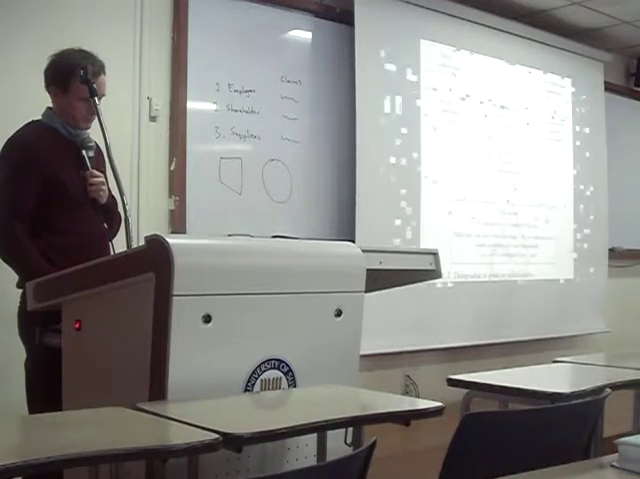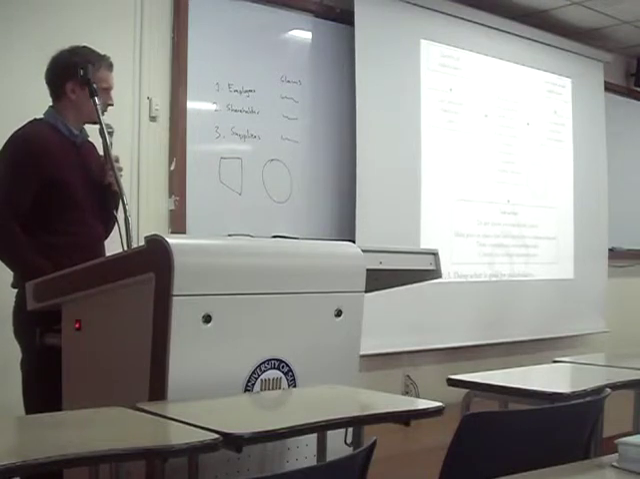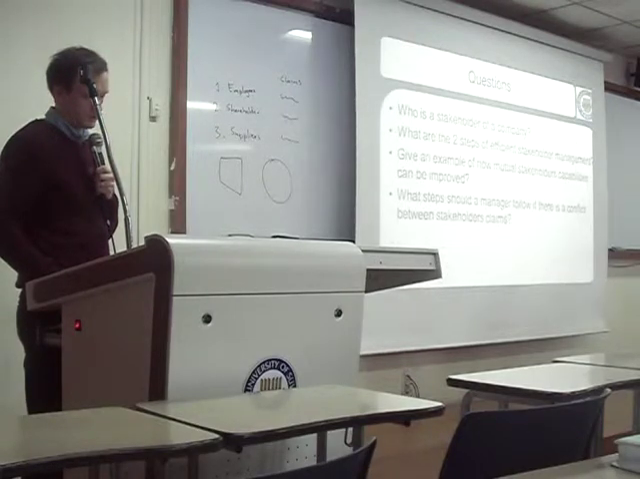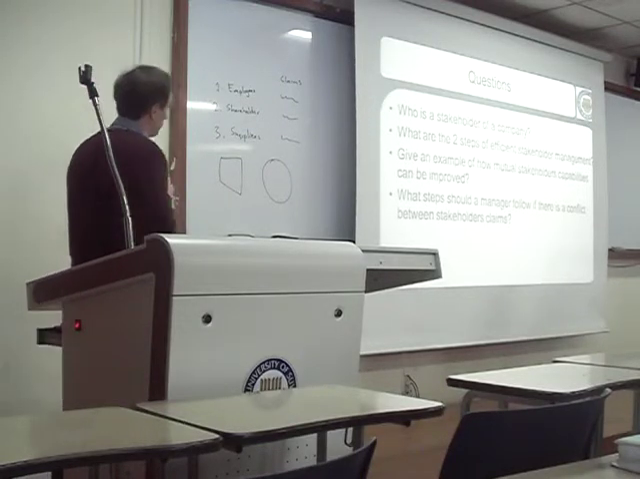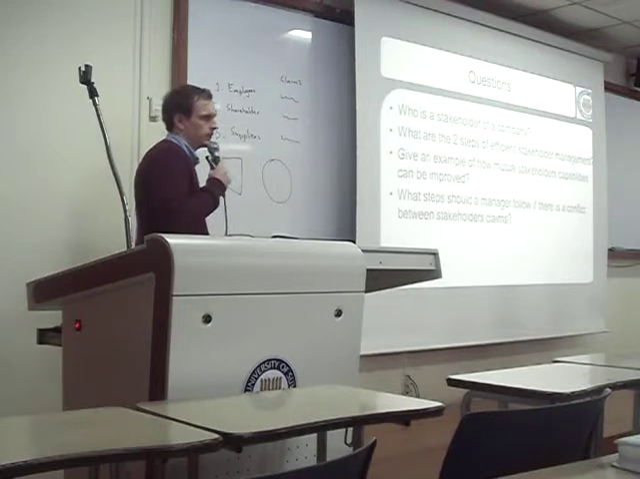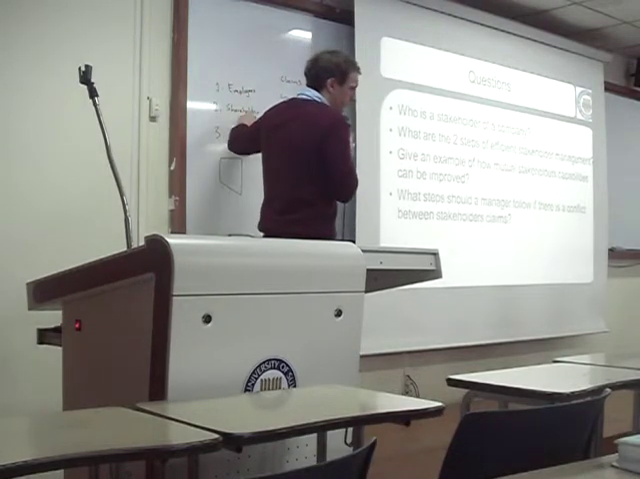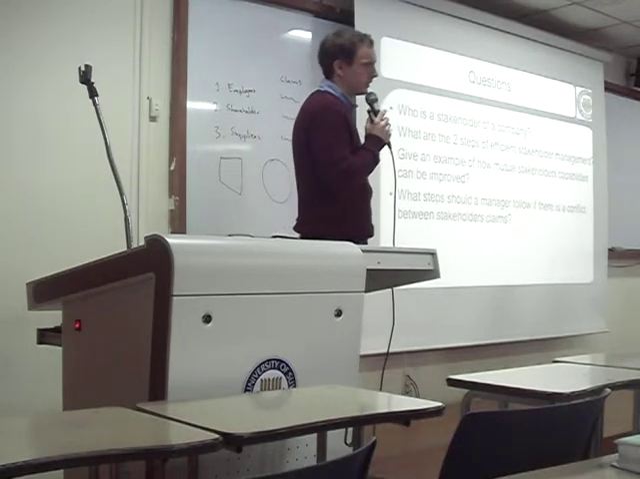So do you have any question about this framework that we just studied? So let's answer the last question. What steps should a manager follow if there is a conflict between stakeholder claims? So there is a conflict. Stakeholders want different things. Okay? How should a manager decide who gets what?